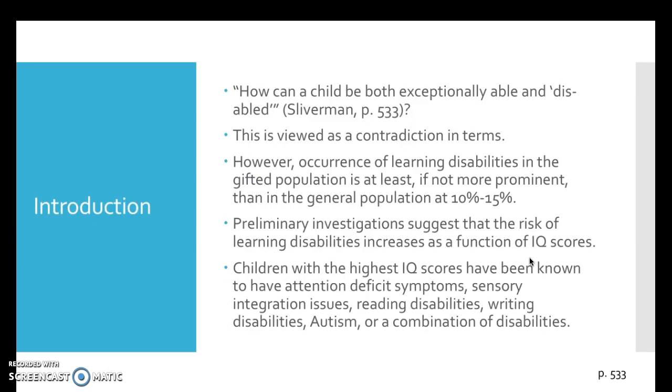As an introduction, how can a child be both exceptionally able and disabled? This is viewed as a contradiction in terms. However, occurrence of learning disability in the gifted population is at least, if not more prominent than in the general population at 10 to 15%. Preliminary investigation suggests that the risk of learning disabilities increases as a function of IQ scores. Children with the highest IQs have been known to have attention deficit symptoms, sensory integration issues, reading disabilities, writing disabilities, autism, or a combination of disabilities.